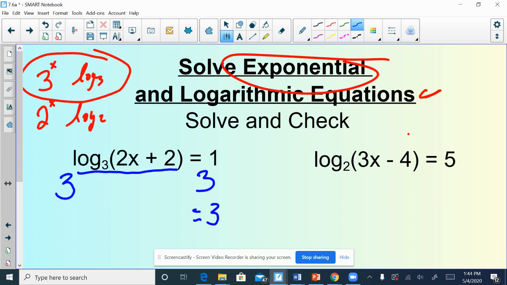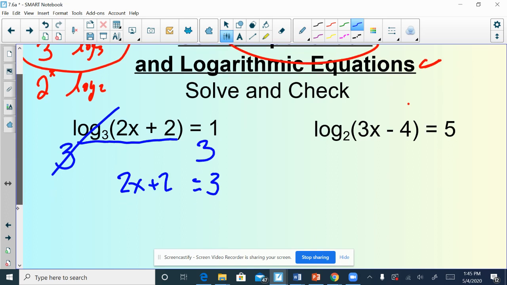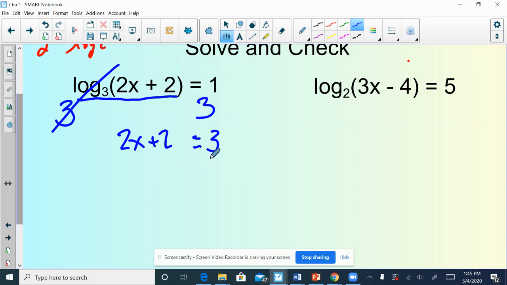Now, I'm allowed to do that if I do the same thing on the other side. 3 to the power of log base 3, those are inverses of each other. They cancel each other out. 2x plus 2 is just going to be normal full size, and this is an equation I am able to solve. What do I do? I subtract 2 on both sides, and I get 2x is equal to 1, so x is equal to a half.